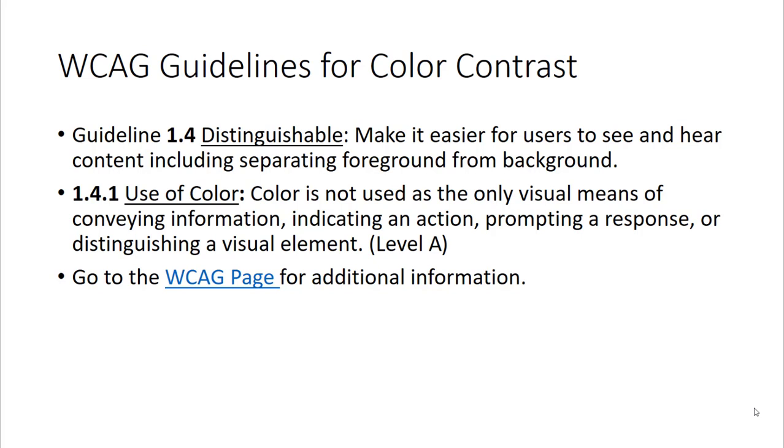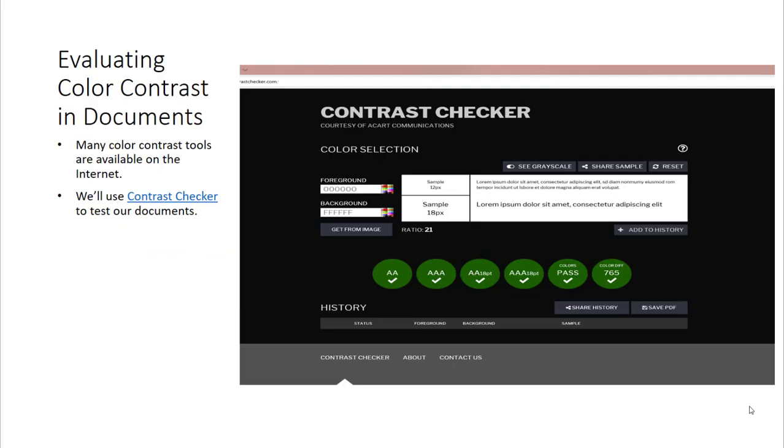hear content, including separating foreground from background, and we need to make sure that color is not used as the only visual means of conveying information, indicating an action, prompting a response, or distinguishing a visual element. We can go to the WCAG page for additional information.